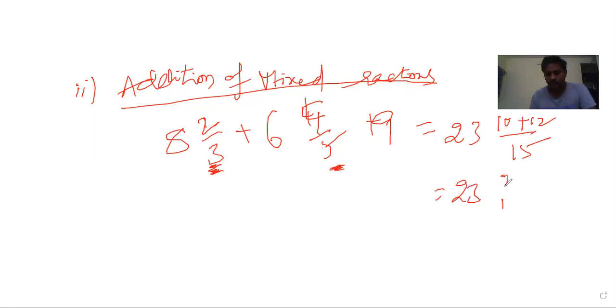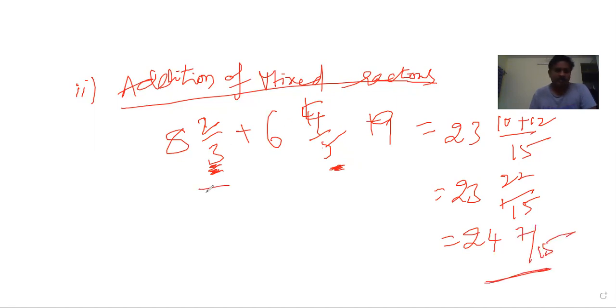23, 22 by 15. 15 divides 22 one time. So that one we add: 23 plus 1, 24. Remainder value is 7. 7 by 15. So this is the value of this one. And similarly here 6 1 by 3, 7 2 by 3, 8 3 by 4 equal to.